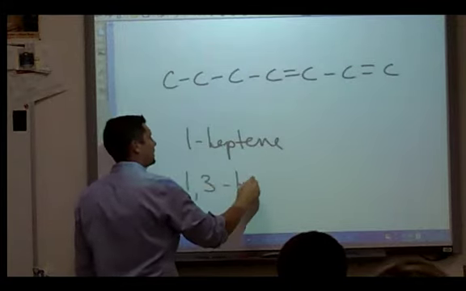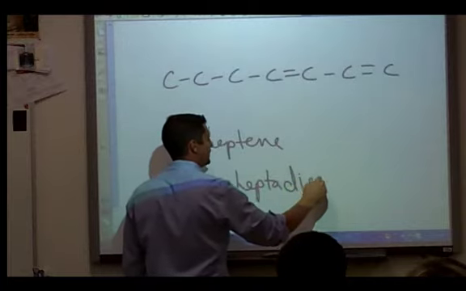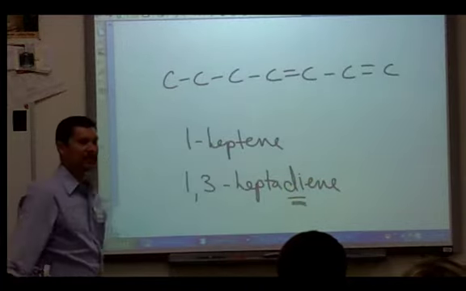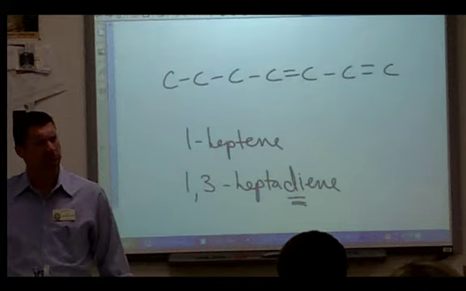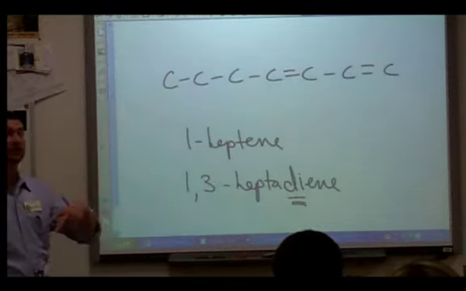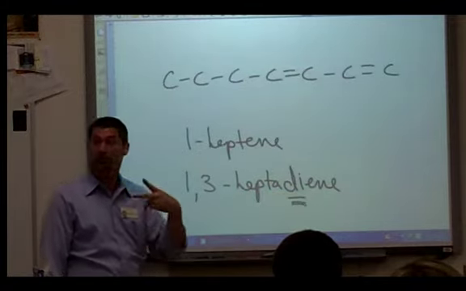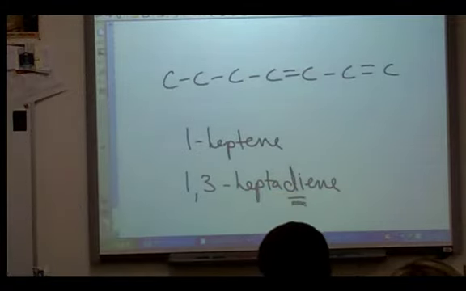1,3-heptadiene. You don't want to say diheptene because what does that infer? That you have 2 heptenes. Heptadiene is telling you that I have 2 of those enes, 2 of those double bonds.